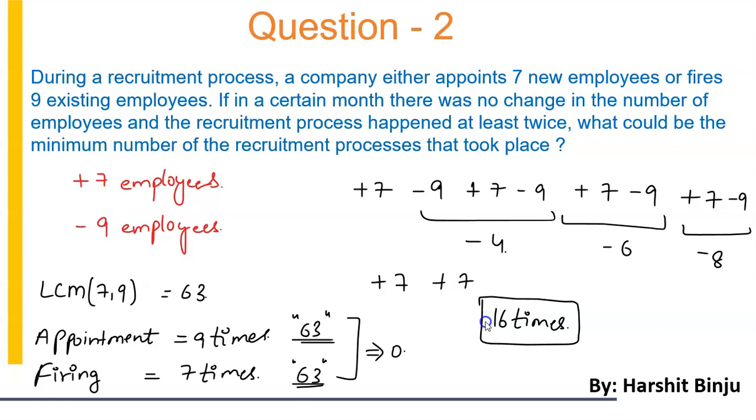Okay, so this is basically what your answer is. The minimum number of recruitment processes that took place would basically be 16. 9 times you'll have to do appointment, 7 times you'll have to do firing.